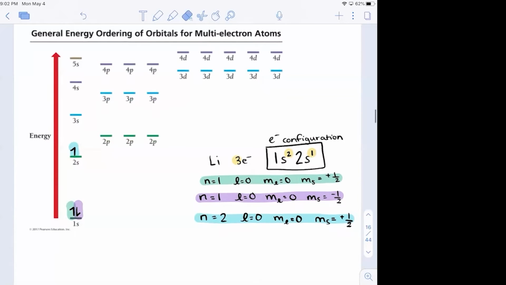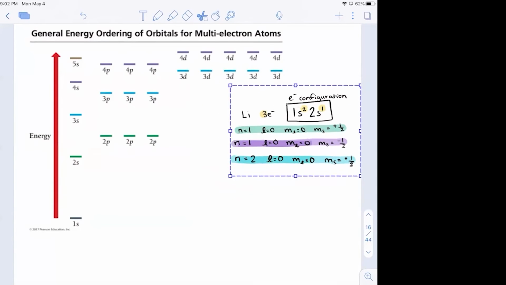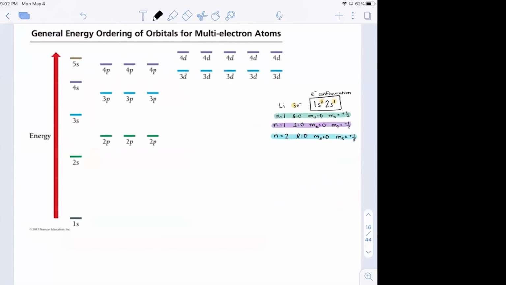Let's try another one. I'm going to go ahead and erase these. I'll keep our data for lithium way up here so that we can move forward. Let's go ahead and look at carbon. Carbon is on the periodic table in row 2. It has 6 electrons. Let's go ahead and build up. 1, 2, 3, 4. There's the Aufbau principle and the Pauli exclusion principle working for us.